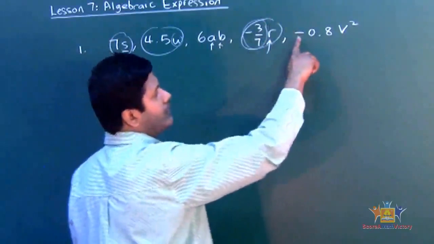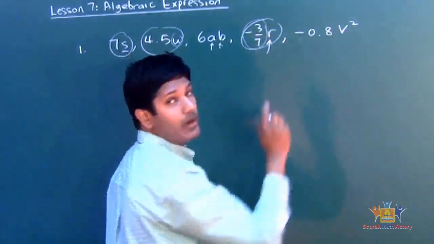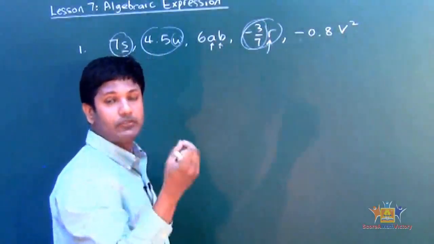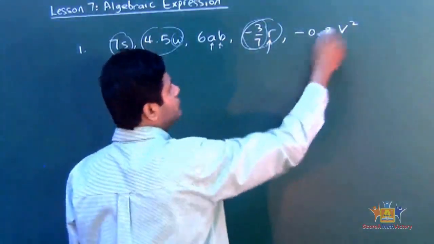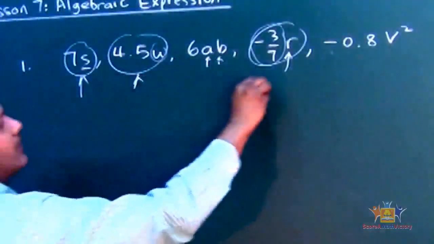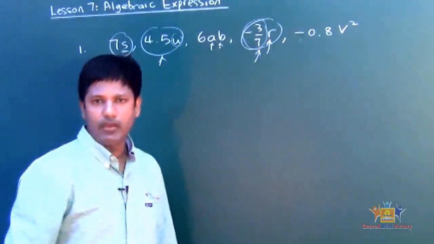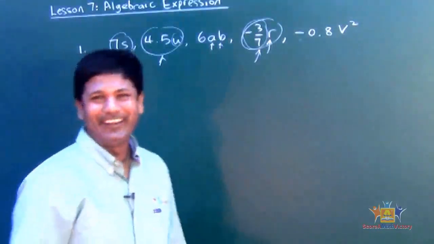Now what about this one? Negative 0.8 v squared. This is not one unknown, v squared, okay? That's a v times v, which is v squared, so it's two unknowns. So this is not one unknown. So the only ones with one unknown are this, this, and this. These are the only three. You got it? Good job. I know you got it.